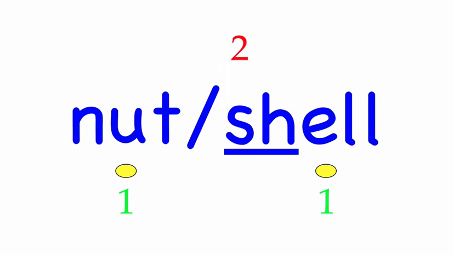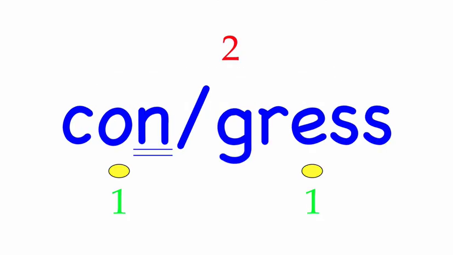Congress. The Congress will meet again soon. Congress. This is a 2-syllable word. The first syllable is cong, 3 sounds: k, a, ng. Gress, 4 sounds: g, r, e, s. Congress. Mark the word.